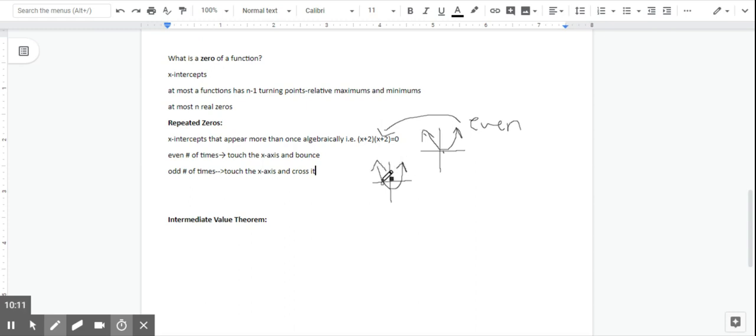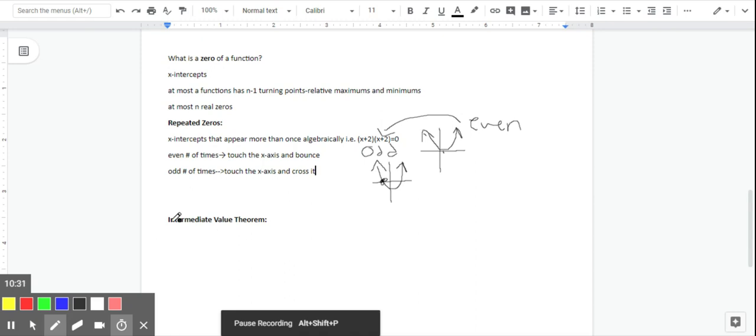So let's take, for example, this 0 right here. This 0, we touch it and we cross. This one touches and bounces. So this is if it shows up an odd number of times. If you have a 0 that shows up once, this is what it's going to look like on a graph. It's going to actually cross it.